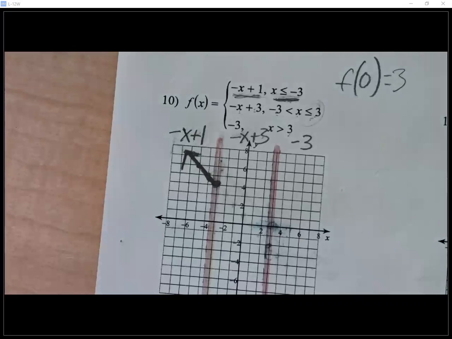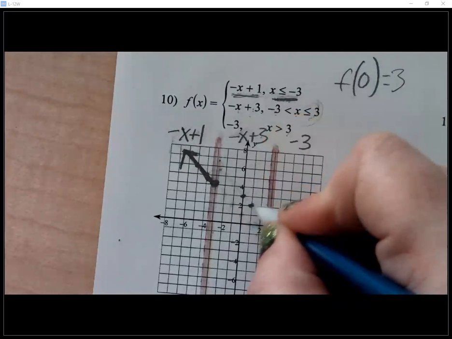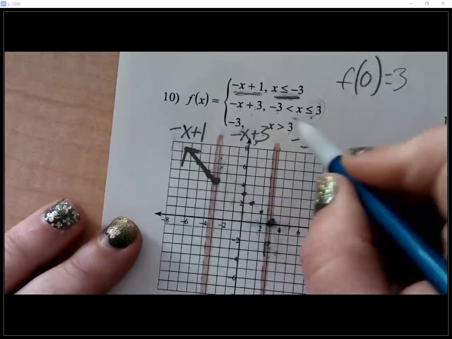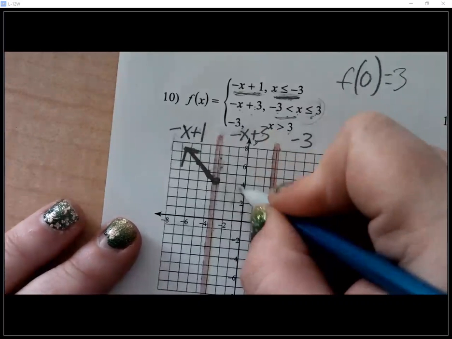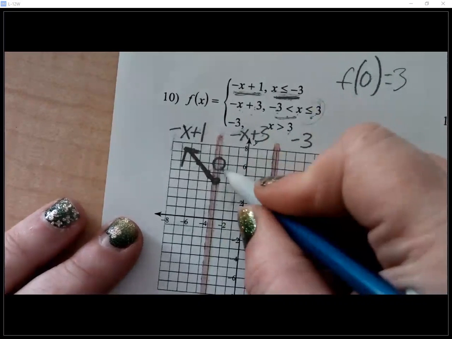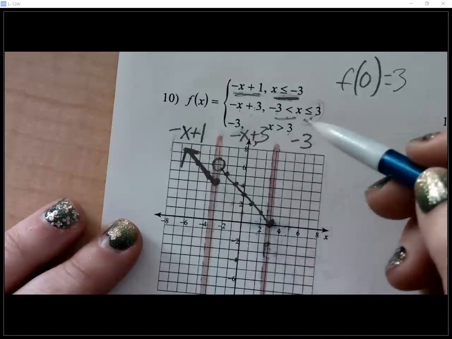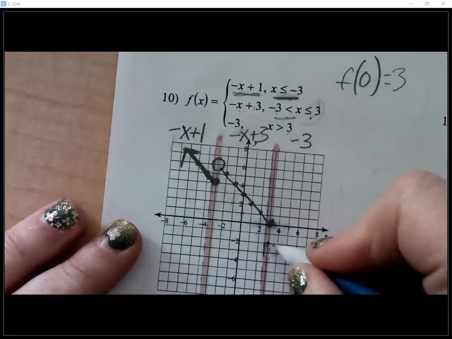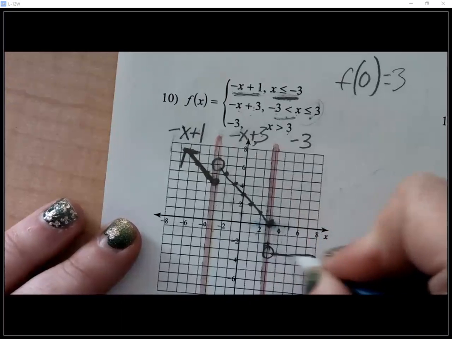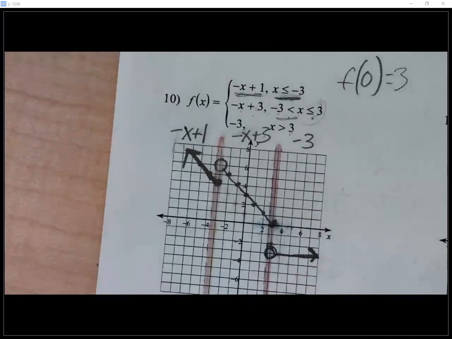To do the middle, I start at +3. I'm going to follow the slope this time, down 1 over 1. When I run into +3, it's going to be a closed dot. But look back here. When I run into -3 back here, it's got to be an open dot. And then I just connect those two. And then this one's nice and easy. -3. So that's just a horizontal line right here. It's got to be open though. That, my friends, is how you graph a piecewise function. Does that make sense?